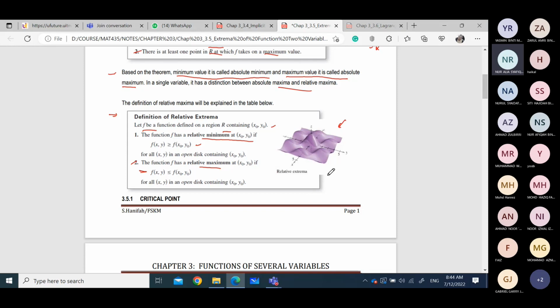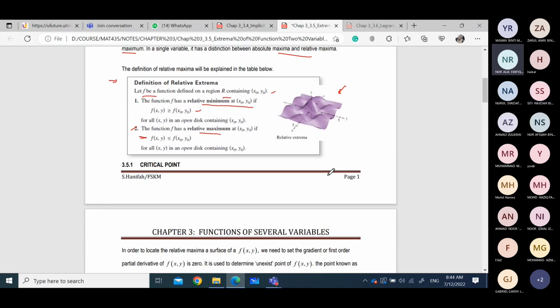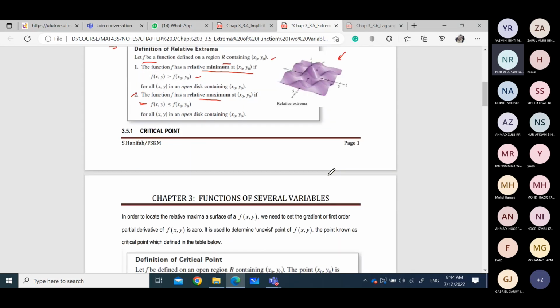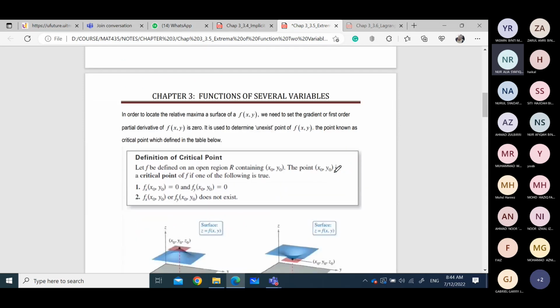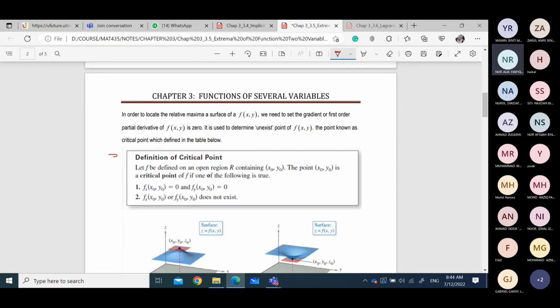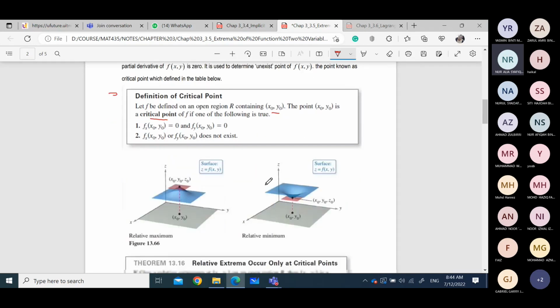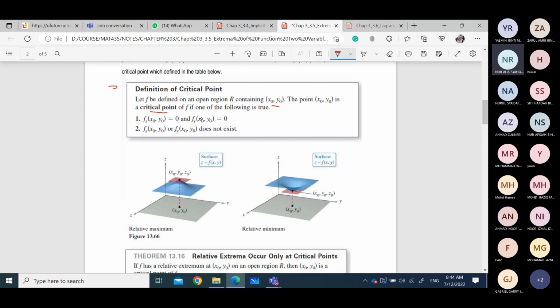No questions. Okay, so now these are the steps to find the minimum and maximum points, or relative minimum and relative maximum. First we need to find the critical point. So what is a critical point? Definition of critical point: let f be defined on an open region R containing x naught, y naught. The point x naught, y naught is a critical point of f if one of the following is true. This is a characteristic of a critical point.